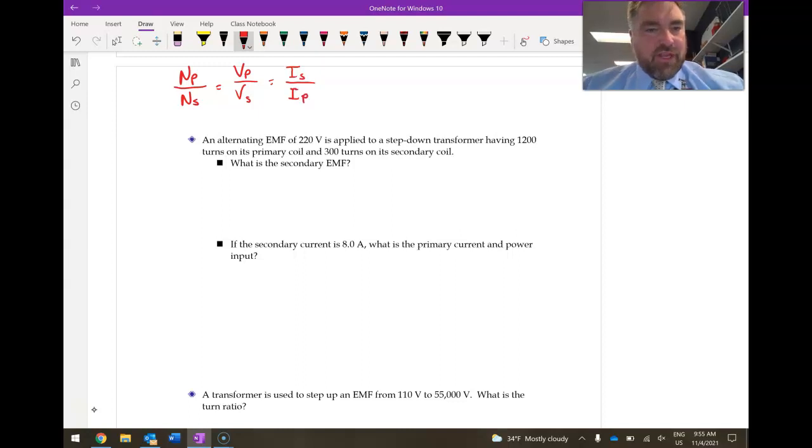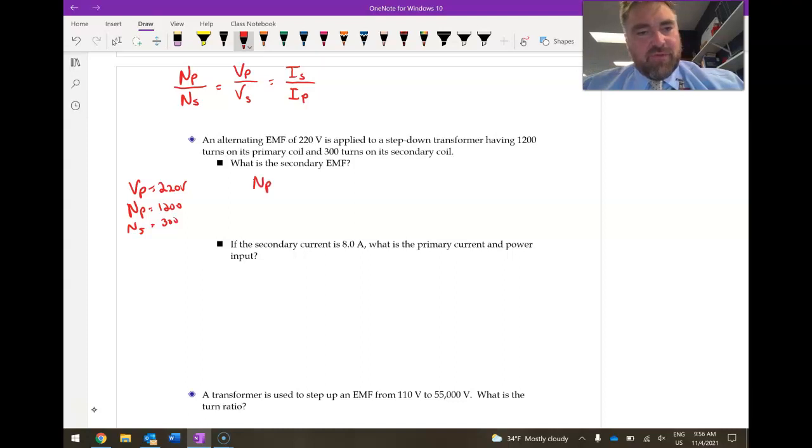And so we have an alternating EMF of 220 volts applied to a step down. So we know our primary voltage, and that's going to be 220 volts. We have 1200 turns on our primary, so NP is going to be 1200 turns, and NS is going to equal 300. And they want to know what's the secondary EMF.